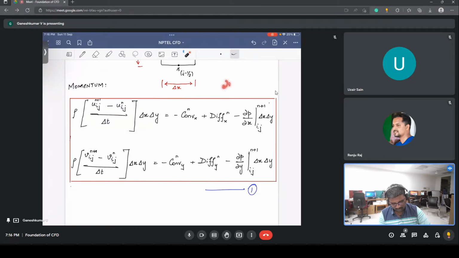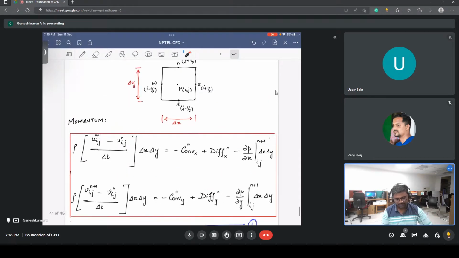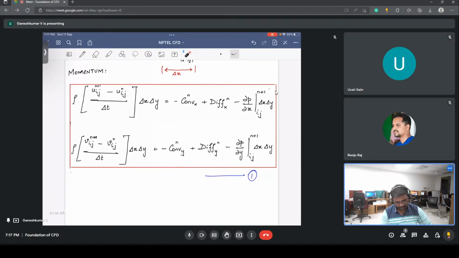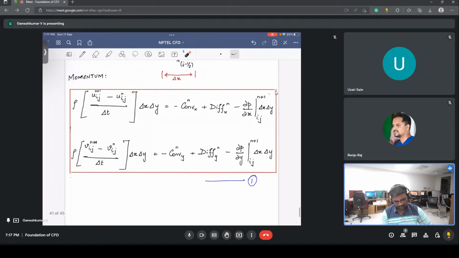So we have this dou u by dou t, right? Rho times dou u by dou t plus the convection term is equal to the diffusion term plus the pressure gradient, right? So the transient term is here, and we have a convection term, a diffusion term, and a pressure gradient term. Similarly we have the y momentum equation. This equation is again for a finite volume method. So for a finite volume method, if you discretize for this control volume, you will end up getting this kind of equation.